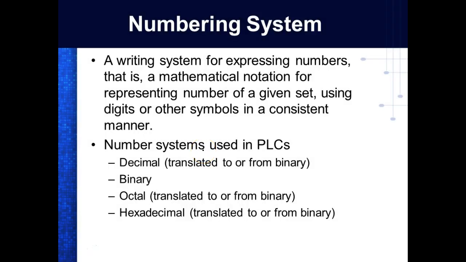Number systems: a written system for expressing numbers, a mathematical notation representing numbers of a given set using digits or other symbols in a consistent manner. These are the number systems that we use inside a PLC. We use decimal, of course, right? This is the numbering system the PLC uses. Understand that? So for every other number system that makes it easy for me to use, the PLC is going to have to translate it over to binary. So we'll be able to use a decimal number system, and usually this is transparent to me.